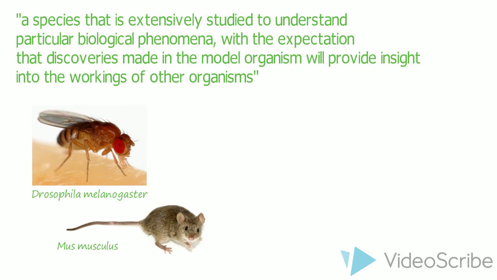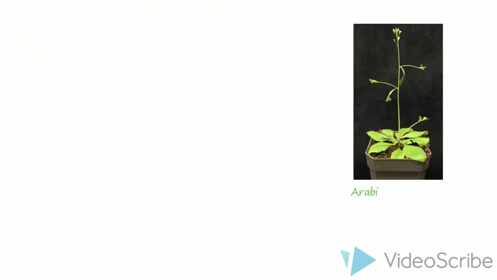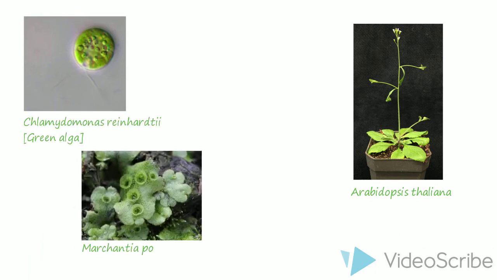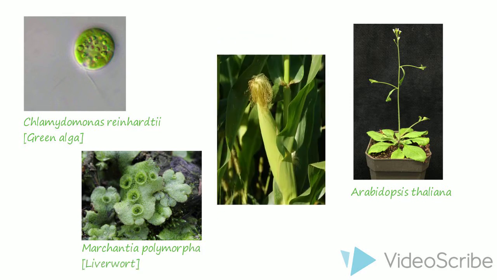In plant biology, the most commonly used model organism is a flowering plant called Arabidopsis thaliana, and you'll be using this species in the practicals. Other model organisms for studying photosynthetic life include the green algae Chlamydomonas reinhardtii, the liverwort Marchantia polymorpha, which is used as a model for the early land plants, and the crop plant Zea mays.